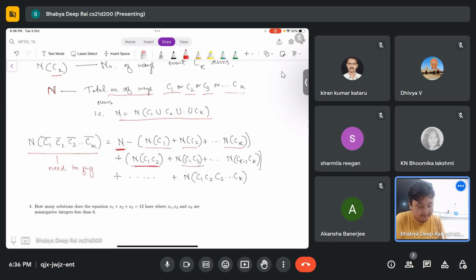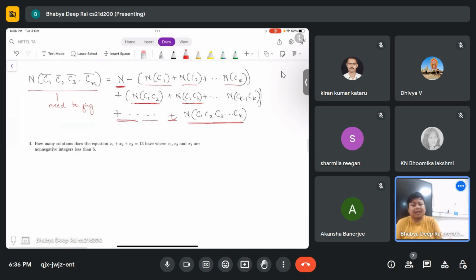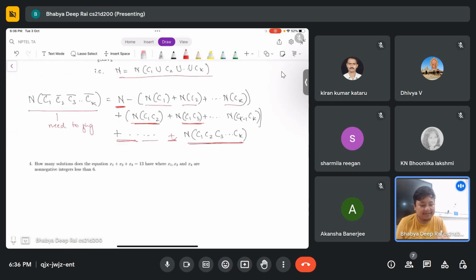Two sets, C1 C2, C1 C3 and so on, and then for 3 sets and 4 sets and so on, until all the k sets: n of C1 plus C2 plus C3 plus Ck. This plus may be minus also, depending on what the number k is. Okay, this is plus or minus. But anyways, this is the generalized inclusion exclusion principle. Please keep this in mind.